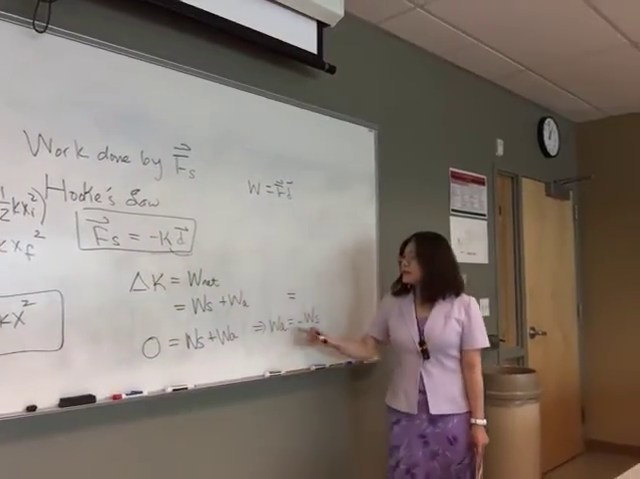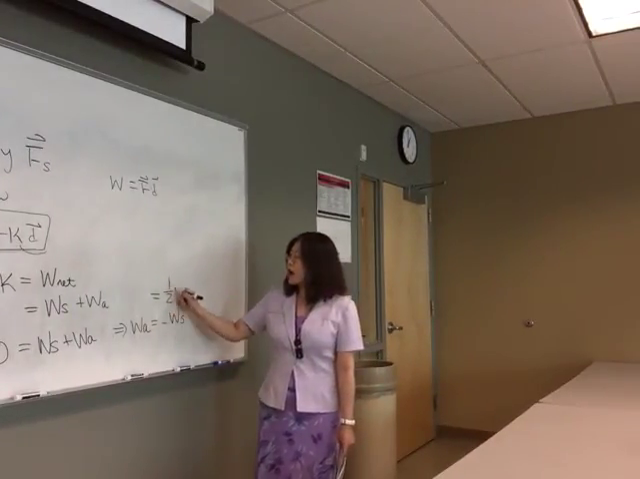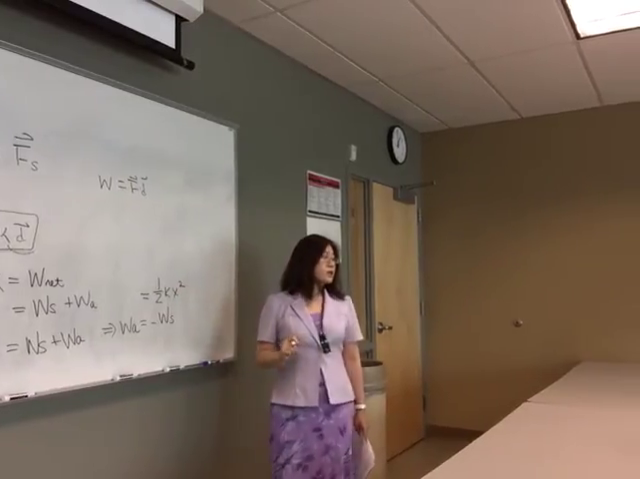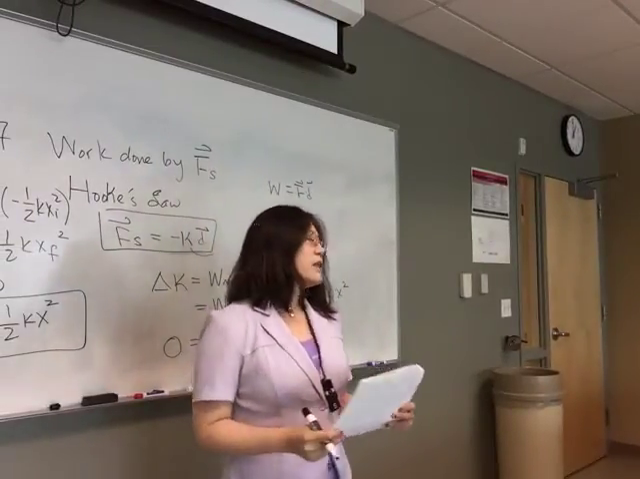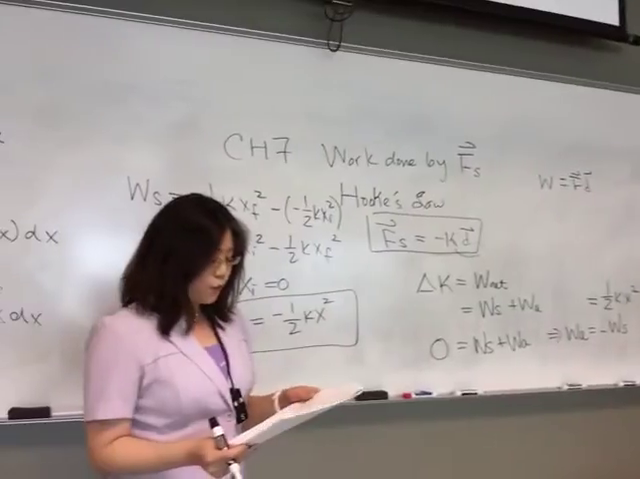And so what it means is that the work done by the applied force, or the external force, is simply equal to 1/2 kx squared. So they just differ by a negative sign. It's the same analogy, the same rationale, as we did with the gravitational force. Okay.